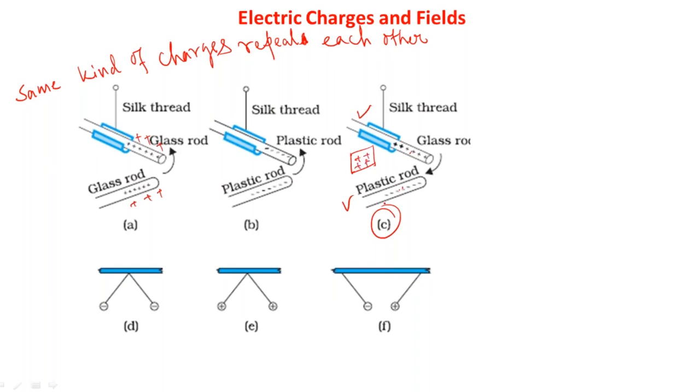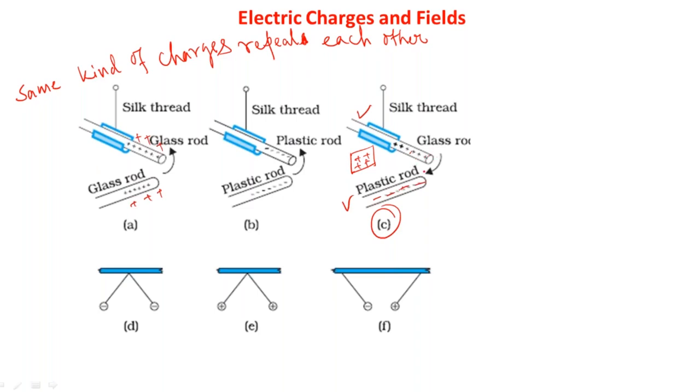Plastic may have a tendency to accept electrons. So the plastic has accepted electrons from the silk. In that case, silk will be positively charged and this plastic will be negatively charged, which has been shown here, and you can see in your book also later. So plastic has accepted electrons, whereas the silk has transferred the electrons to the plastic rod.